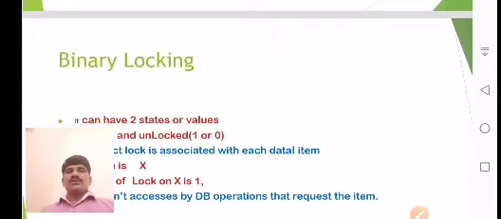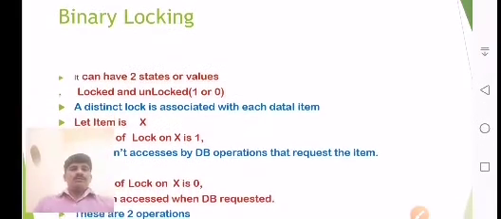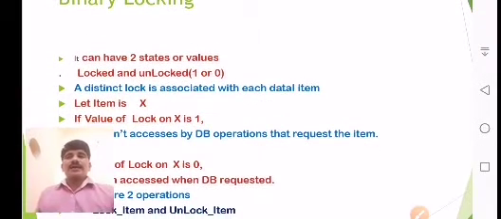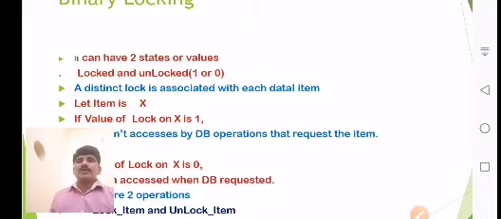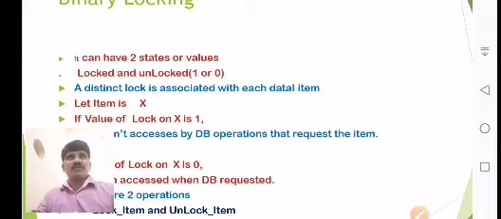So first of all, we have to discuss the binary lock. A binary lock can have two states or two values: locked or unlocked. Locked can be indicated with the binary number 1 and unlocked can be indicated with 0. That means it has only two states, 0 or 1.